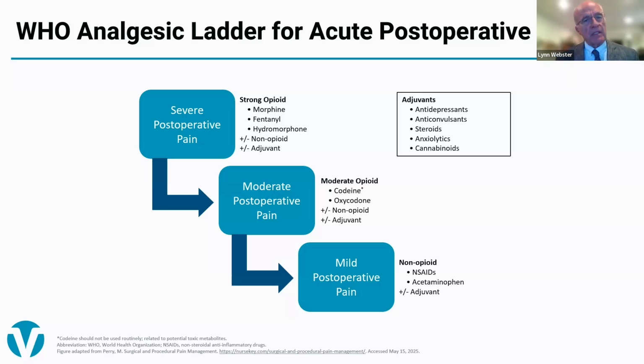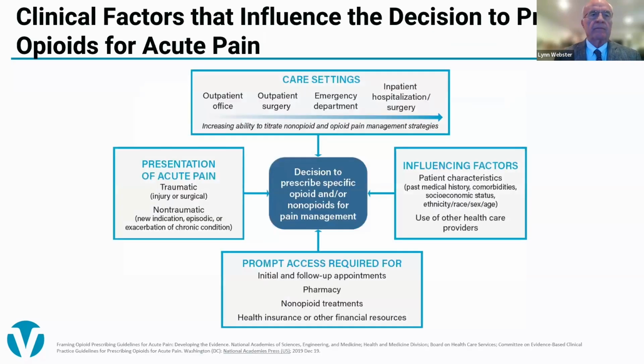But again, in a multimodal approach, so that you use some of the adjuvants that we have in the little box up here in the right corner: anxiolytics, some people use steroids, anticonvulsants, antidepressants, and even cannabinoids have sometimes been utilized. Individualize the treatment, use the treatments that have the most potential benefit for the least risk.